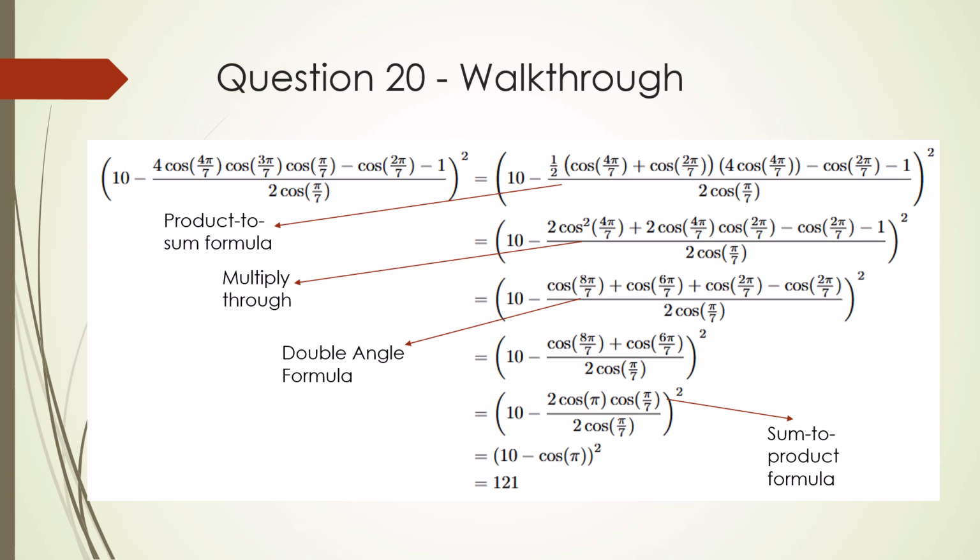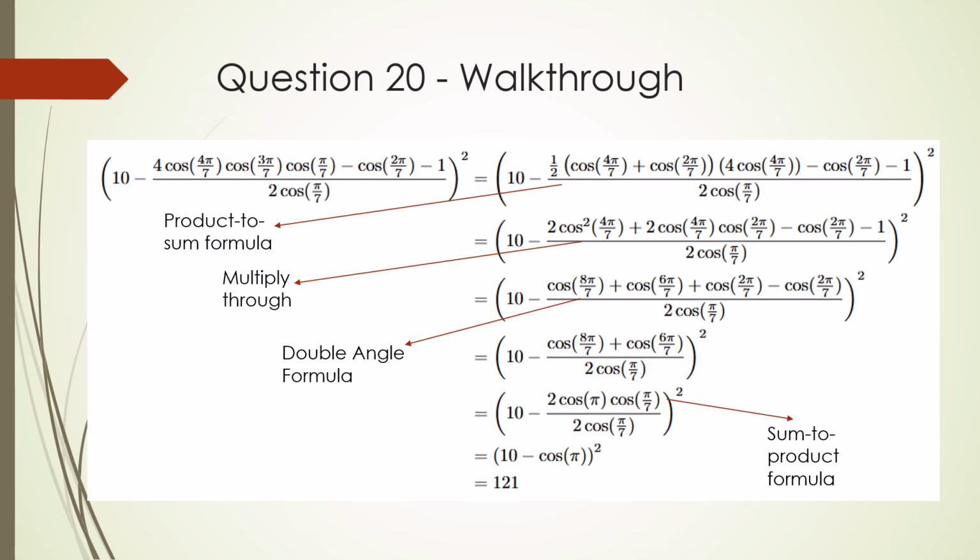And if you remember, cosine pi is negative 1. Why? You can just think about your diagram, right? Cosine 0 is 1, cosine pi over 2 is 0, cosine pi is negative 1. 10 minus negative 1 is 11, and when you square 11, you get 121. And that's how you do this question.